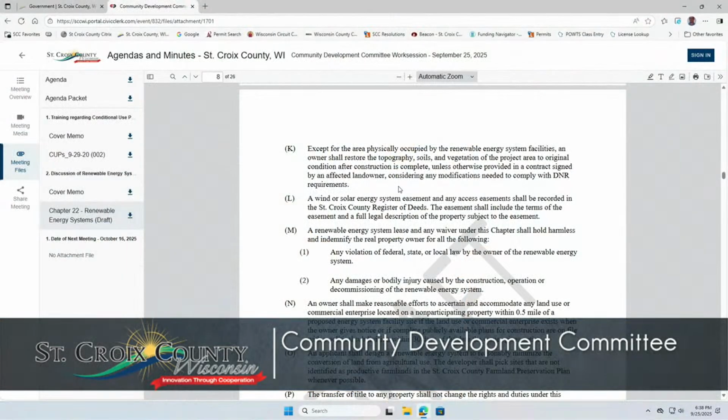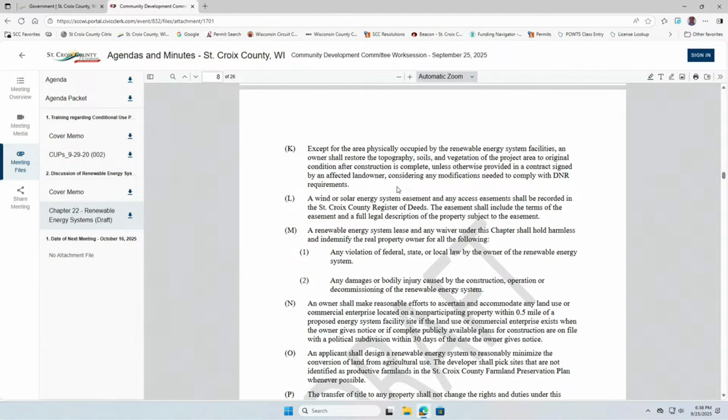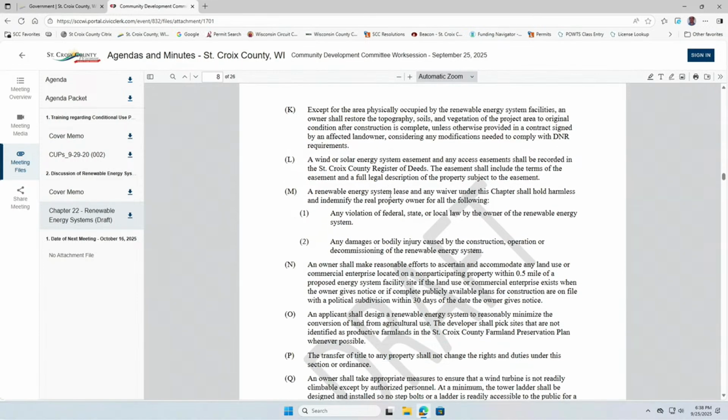Sub K here says that, except for the physically occupied area by the renewable energy system, an owner shall restore the topography, soils, and vegetation of the project area to the original condition after construction is complete. So that's kind of in line with our ground cover, making sure that it's just not left bare. L is a very simple one. It's basically just making sure that access easements and any other agreements are recorded in the ROD office.